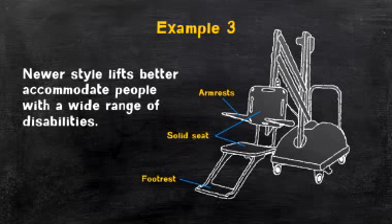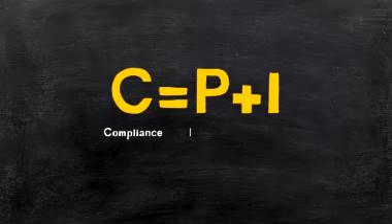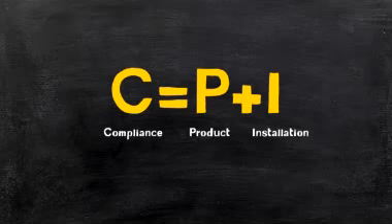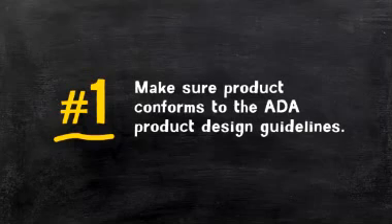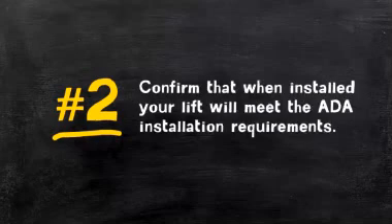wide range of disabilities. To sum up, ADA compliance is a function of a conforming product design that is installed in accordance with the ADA installation requirements. To ensure that your lift meets all ADA requirements, number 1, make sure your product of choice conforms to the ADA product design guidelines. Pool lift manufacturers should be able to produce independent testing results that verify conformance. Number 2, confirm with your installation provider that when installed, your lift will meet the ADA installation requirements.